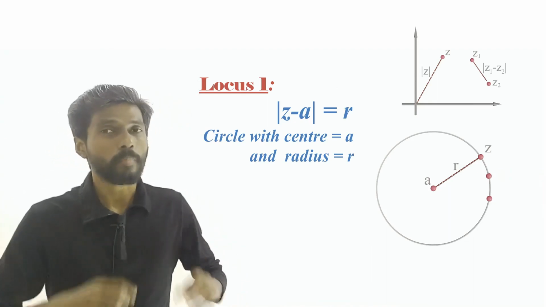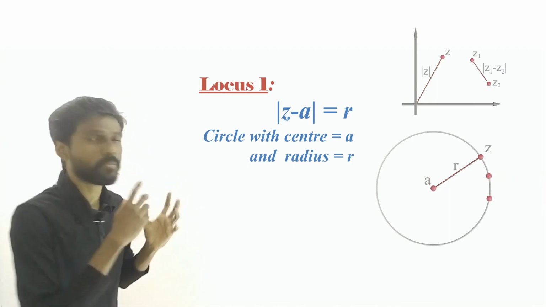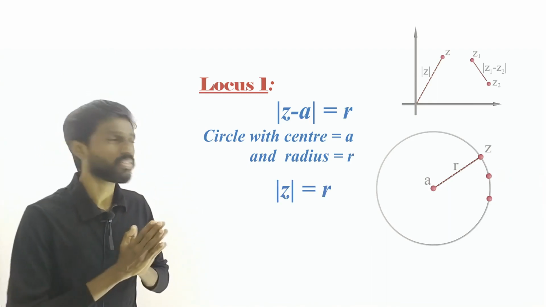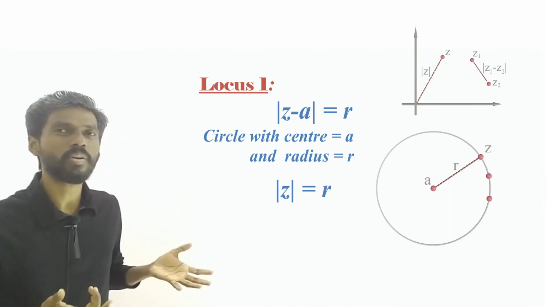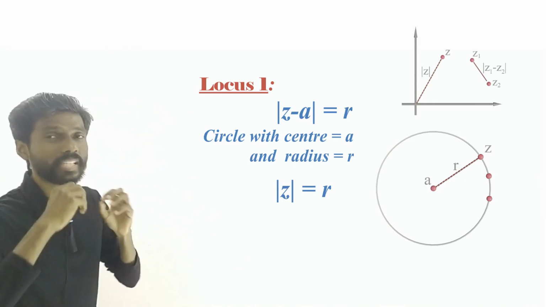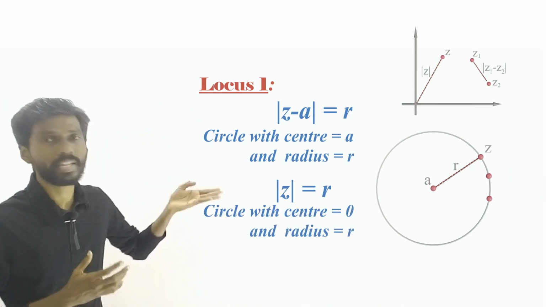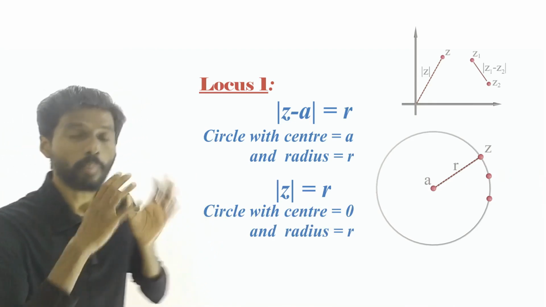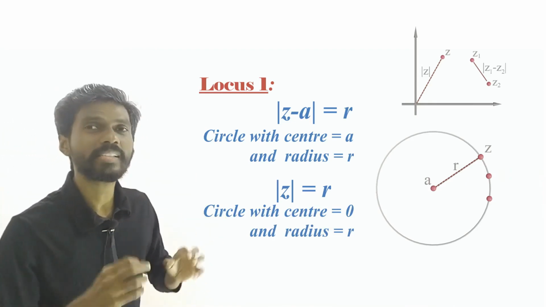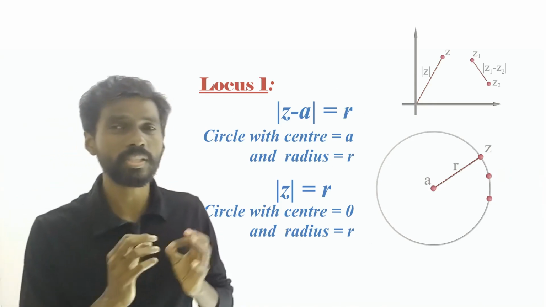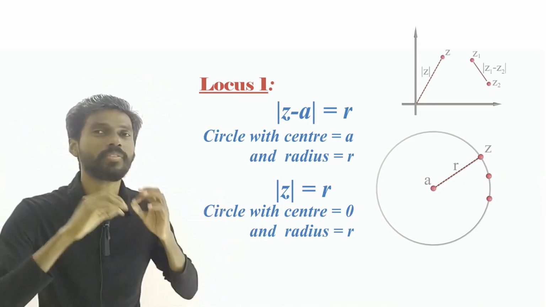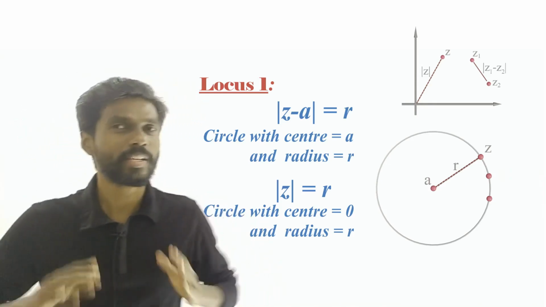Now, as a particular case, what is the equation modulus of z equal to r? There a is 0. So that is a circle with center 0, that means the origin, and radius r. So modulus of z equal to r is a circle with center origin and radius r. This is the first locus. Now based on it, let us do some questions.